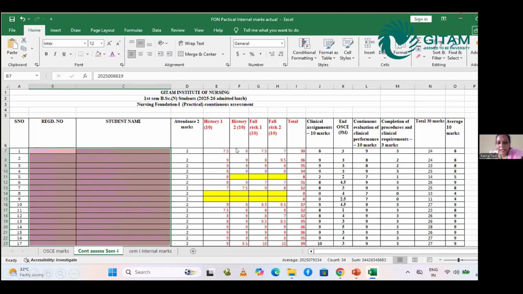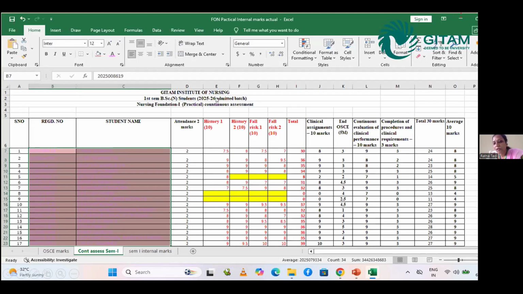Now while I will be adding everything, I will be only adding these black ones. That's why I kept this in red. This is just for my understanding that I added these things and I got the average. Then endoscopy out of 5 we need to conduct. Then continuous evaluation of clinical performance out of 10 has to be done. And procedure completion, that is logbook procedure signature and all, and requirements, all the files, whether they completed or not, that has to be averaged here out of 3.